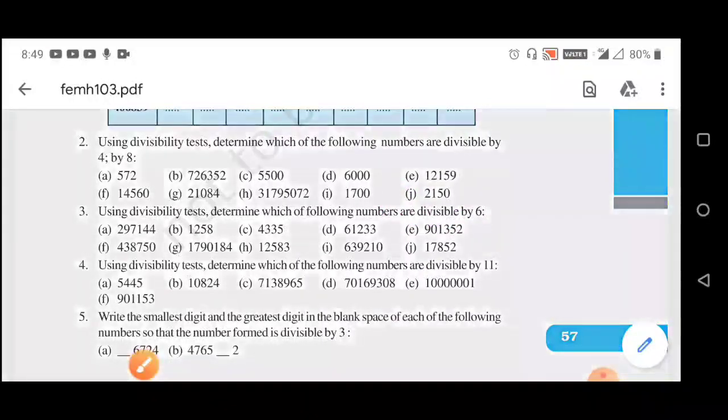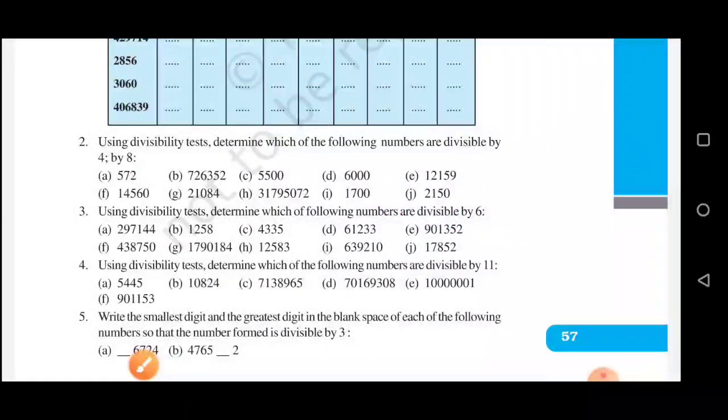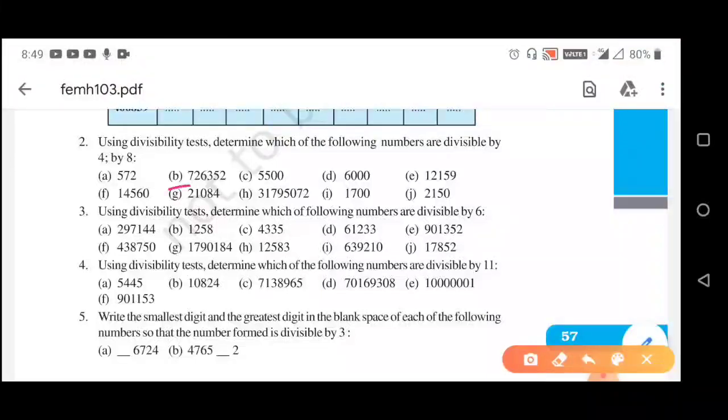So here only question number B, question number D, question number F and question number H, these 4 numbers are divisible by 8. Question number A, question number C, question number E, question number G, question number I and question number J are not divisible by 8.